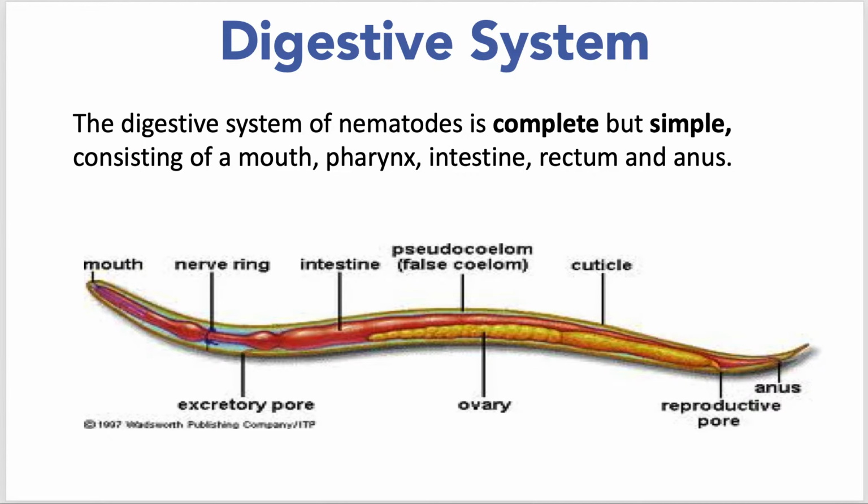So moving on to the digestive system. The digestive system of nematodes is technically considered complete, but it is very simple, especially when we're comparing it to mammals and stuff. So their digestive system consists of a mouth, a pharynx, an intestine, rectum, and anus.